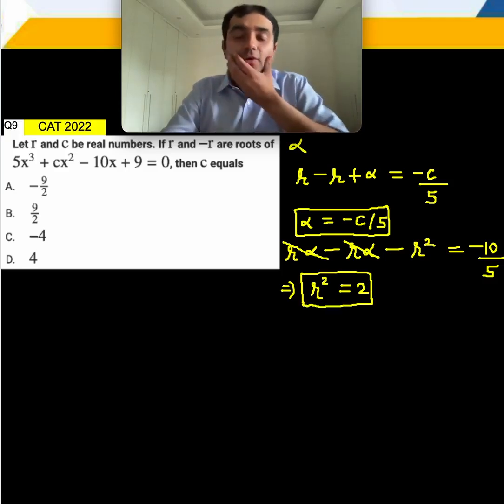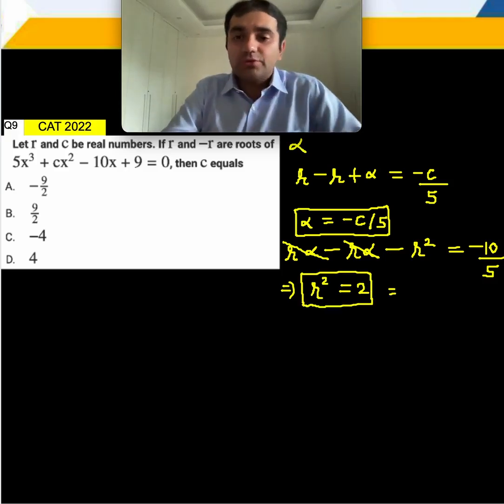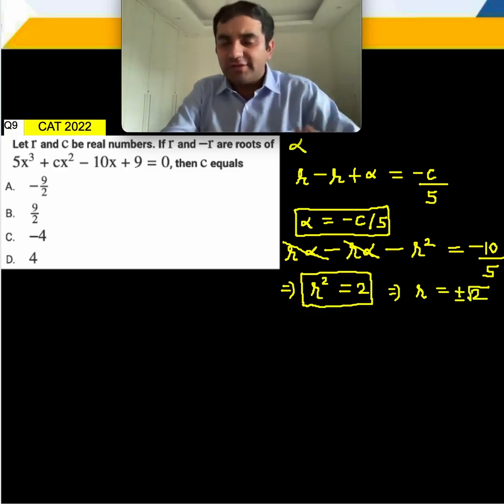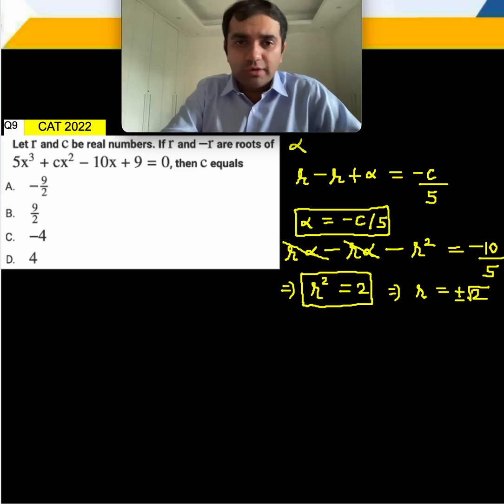ये तो बहुत बढ़िया हो गया. If r square is 2, that means r is plus minus root 2. So let's take one of the values. root 2 को लेके वैल्यू डालते हैं. 5x cube, let's take x as root 2, so x cube हो जाएगा 2 root 2.